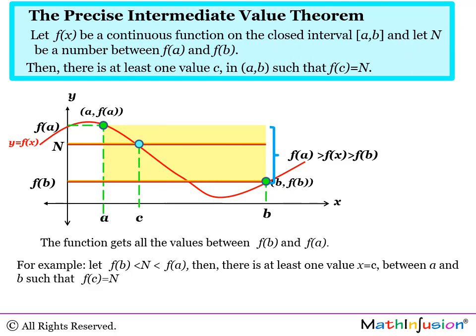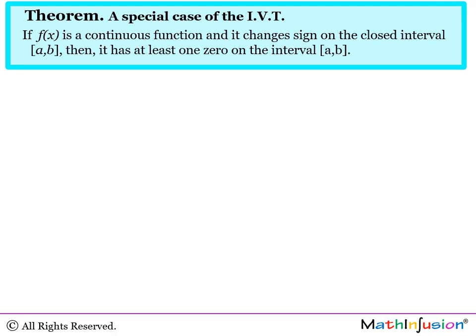Here is then the precise intermediate value theorem. Let f(x) be a continuous function on the closed interval [a, b], and let n be a number between f(a) and f(b). Then there is at least one value c in [a, b] such that f(c) equals n. Here is a special case of the intermediate value theorem. If f(x) is a continuous function and it changes sign on the closed interval [a, b], then it has at least one zero on the interval [a, b].